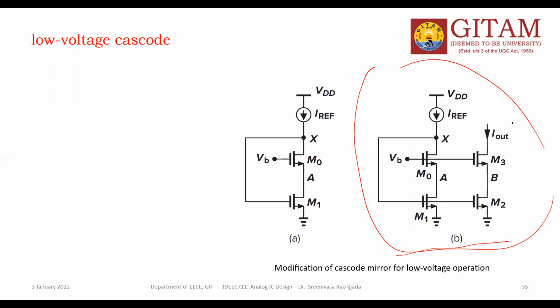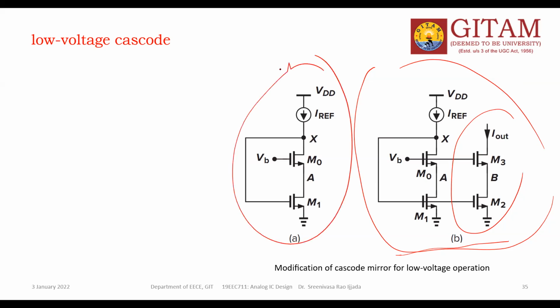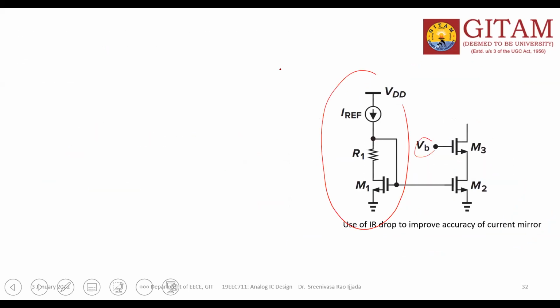This part is as it is. This part, M1 and M0, are connected like this. Okay, this is the diode connector, and this is M2, M3, as in the last case. So this part is added for that part. This is the modified version added to this part.